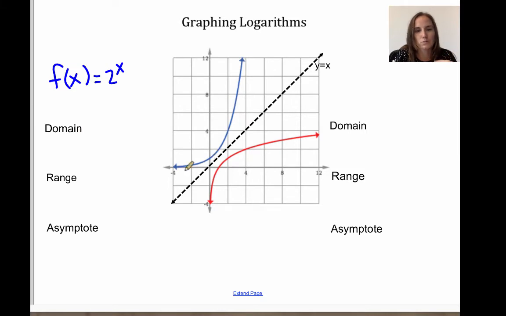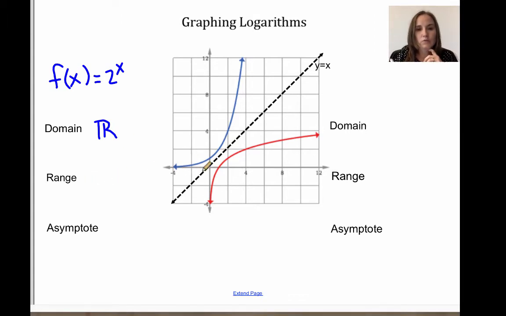The domain, remember, those are your x values. So as you move to the left and to the right, you want to think, is there anything that's left out? Are there any numbers that we can't use? So as we travel to the left, going more negative, there's an arrow there saying it can go on forever and ever. And as you travel to the right, this graph continues to get wider and wider as you move to the right. So we can use all real numbers. So here I'm going to put all real numbers. You could also put from negative infinity to positive infinity in your parentheses.